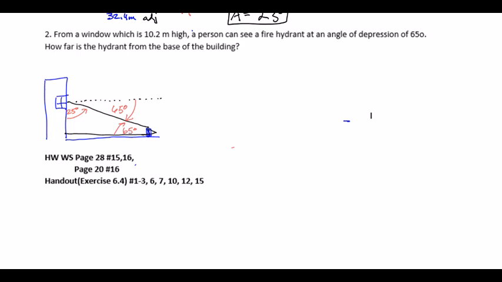So you could use either one of these angles. I'm going to call this angle A, and I'm going to use that in order to figure out what I'm looking for. I know that the height of my building is about 10.2 meters. I know I need to find the x, the distance from the building to the hydrant. So we're going to take a moment and write SOHCAHTOA. I'm going to leave you to do the calculation. Pause this right now, try it, and then take a look at your final answer.